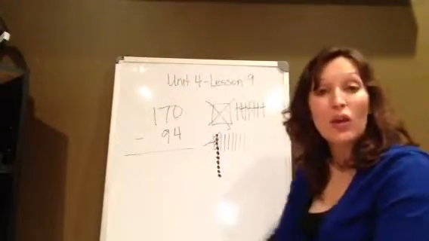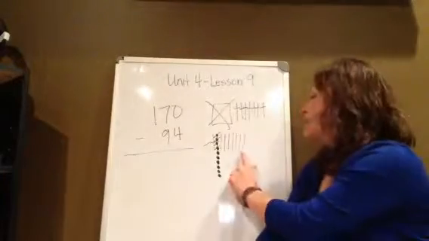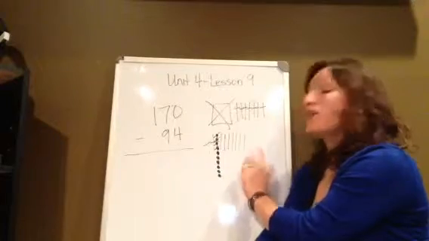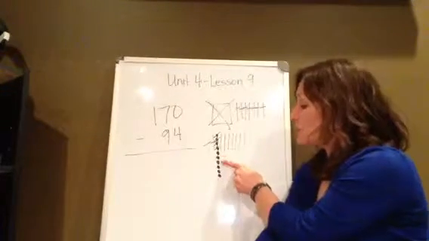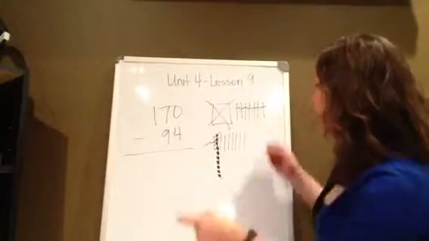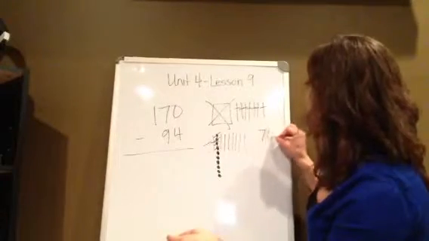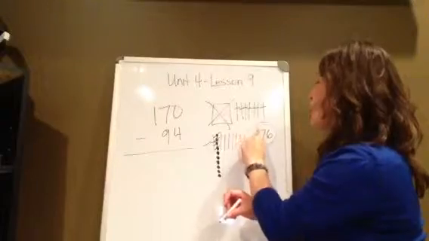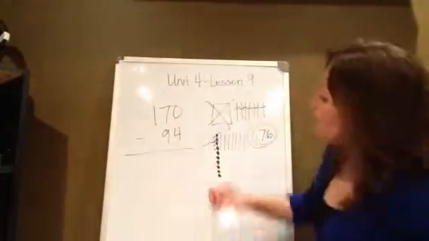Now I can start counting by whole tens what's left. 10, 20, 30, 40, 50, 60, 70, 71, 72, 73, 74, 75, 76. So my math proof picture says 76 is my total. Let's see if I can prove that correct in my problem.